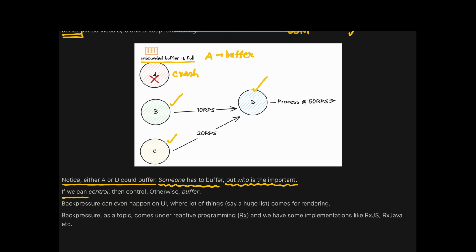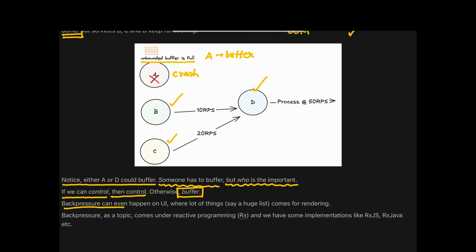So if we can control the rate of generation of the requests, then we try to control. But generally, that is not controllable. Dropping is also not acceptable in most of the scenarios. So the only option remaining is buffering, which is good in most of the scenarios.